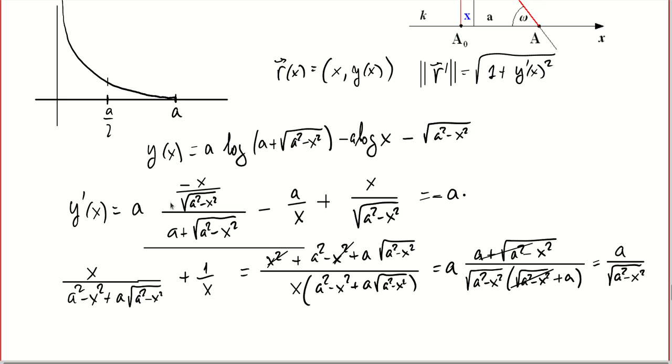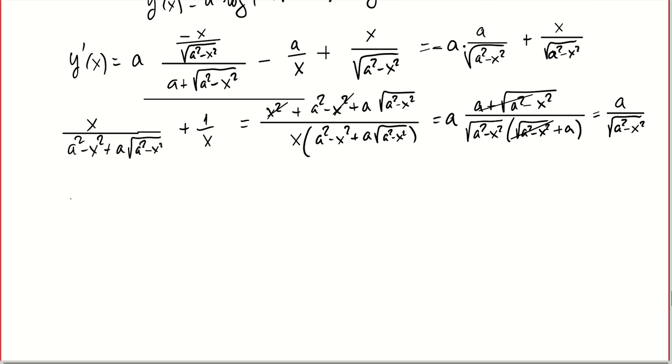Which is the sum of this, up to this factor minus a. So what we have to multiply here is this factor. So we have a over the square root of a squared minus x squared, and then we have to add x over the square root of a squared minus x squared. And that means that y prime of x is equal to x minus a squared over the square root of a squared minus x squared.